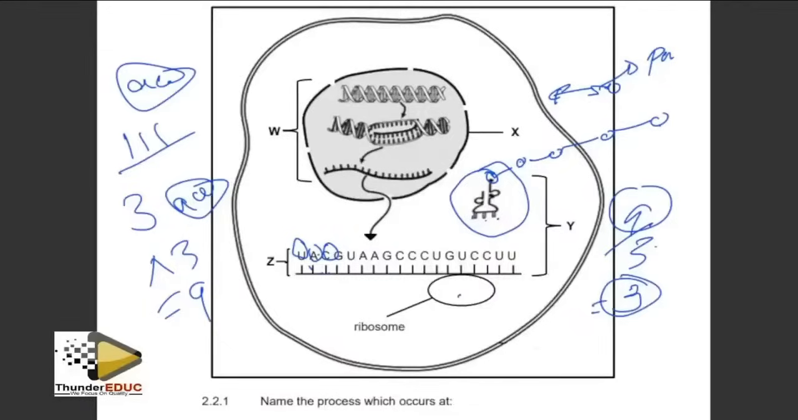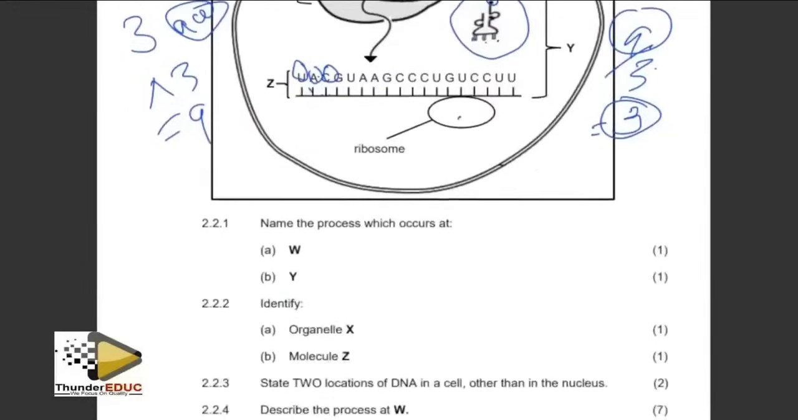Lastly, on this, they can also ask you a question that says 20% is adenine. What is the percentage of guanine? So you have to know this.